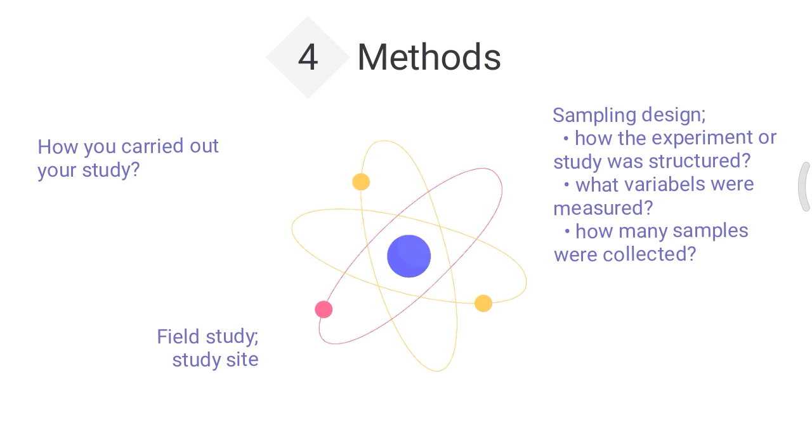The fourth is methods. In this section, you explain clearly how you carried out your study. If you did a field study, provide a description of the study site, including the precise location, latitude or longitude, map, etc. The sampling design, for example, controls, the protocol for collecting data, how the experimental procedures were carried out, and how the data were analyzed. Qualitative or quantitative analysis.